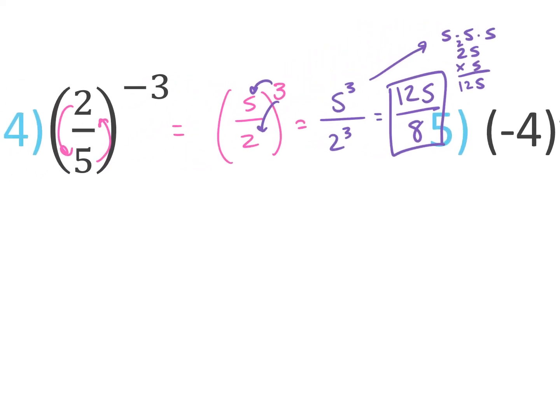Another way we can do this problem would be first distributing. So I would have 2 to the power of negative 3 over 5 to the power of negative 3, and then flip them. You'll get the same answer. It doesn't matter which way you want to do it first. You can flip it, then distribute, or distribute, then flip.